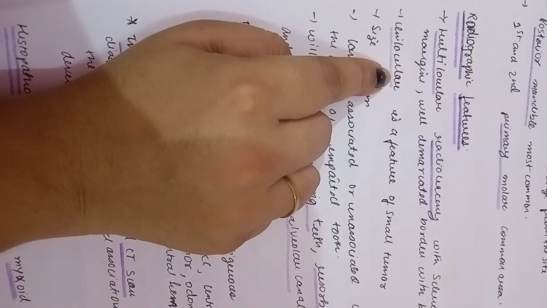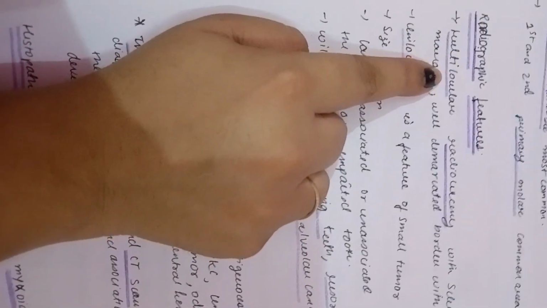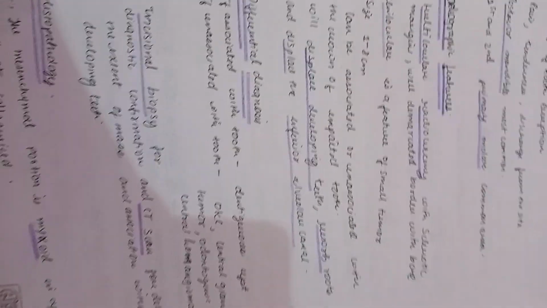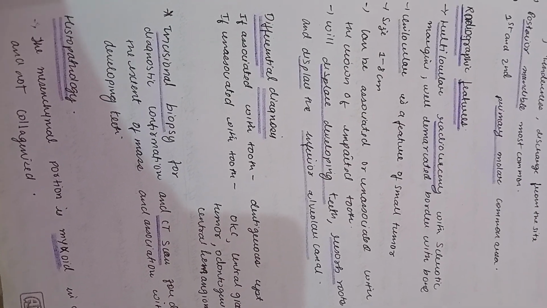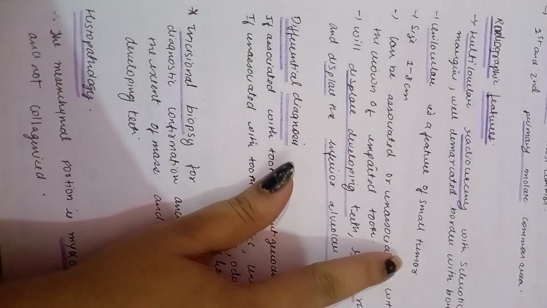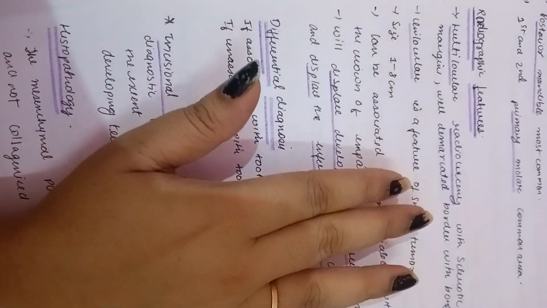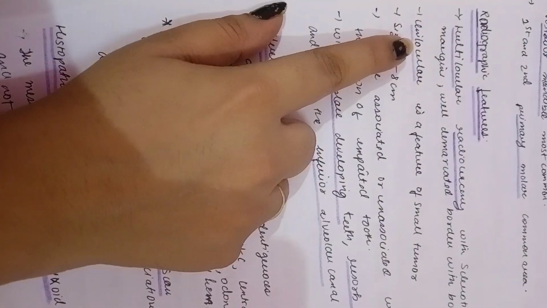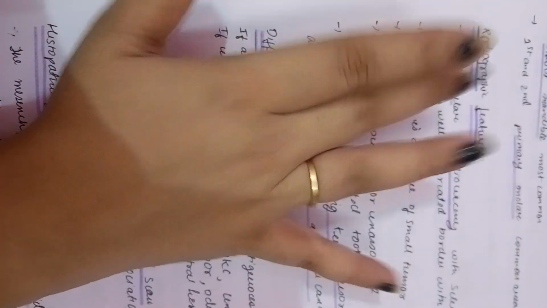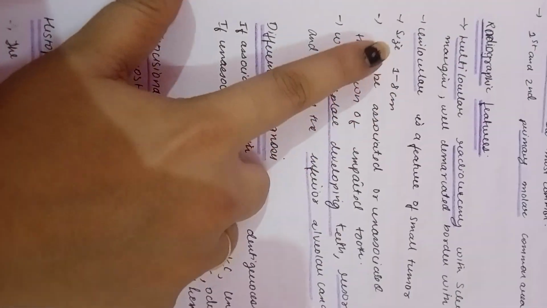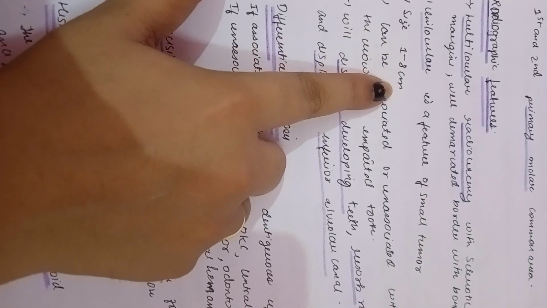Radiographically, the tumor can be multilocular or unilocular. Multilocular radiolucency with sclerotic margins and a well demarcated border with bone. Unilocular is the feature of a small tumor. It can be both multilocular and unilocular. Size varies from 1 to 8 centimeters.